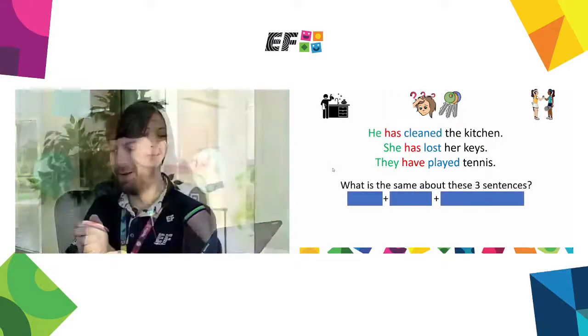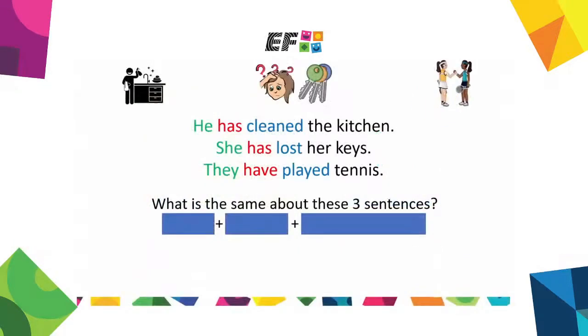So, how about these sentences? How do we make them? So we've got the green word. What is the green word in grammar, guys? He, she, they, we call them the sub. Does anyone know the green words here? He, she, they, we call them the sub. Yeah, that's right, the subject, good.